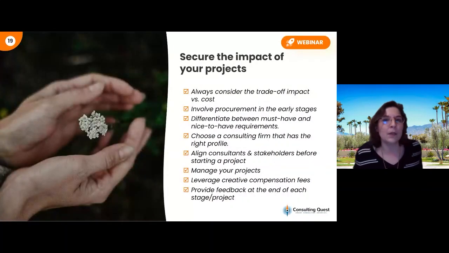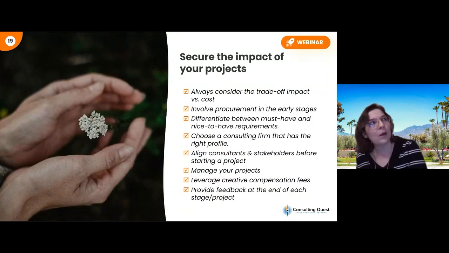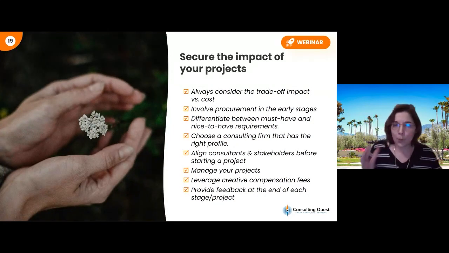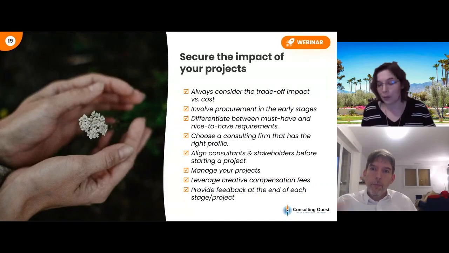So the next thing is securing the impact of a project. What we're talking about here is making sure that your projects deliver, and you have to keep in mind that there's always a trade-off between impact and cost. When consultants build their proposal, they look at the scope of the work, they look at the goals to be achieved, and then they deliver a cost linked to that.